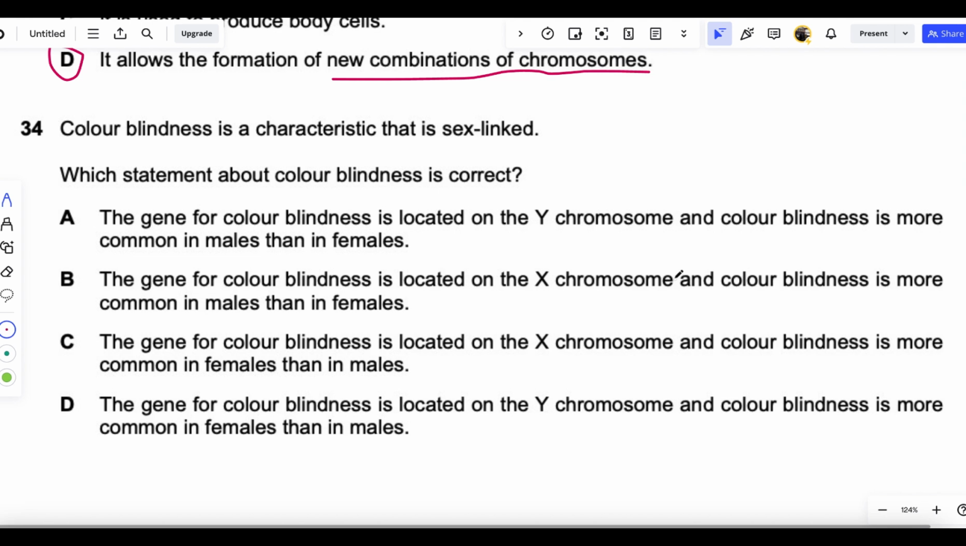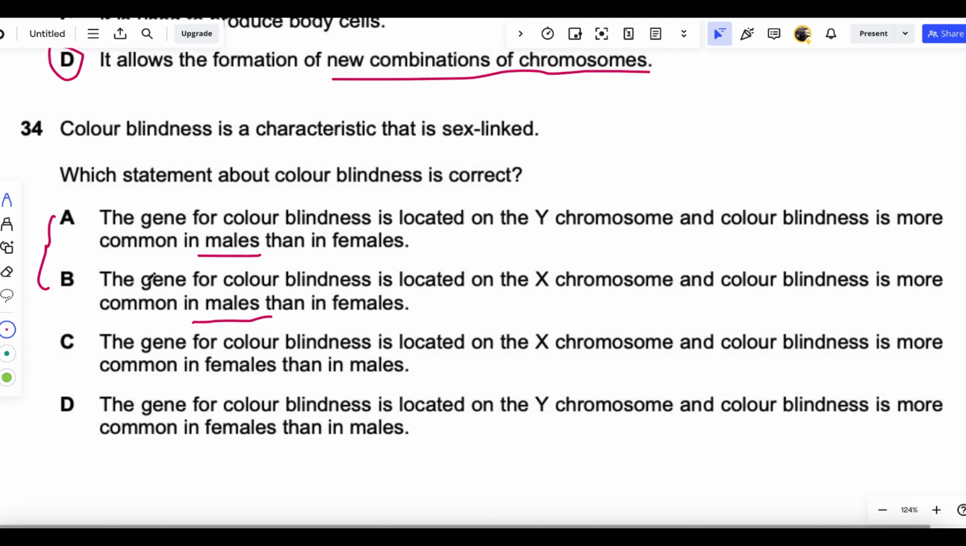I think color blindness is more common in males, right? More common in males than in females. So the answer is between A and B. Looking at A and B, we look at which one is more correct. Color blindness, the inability to see different colors correctly, is more common in males than in females.